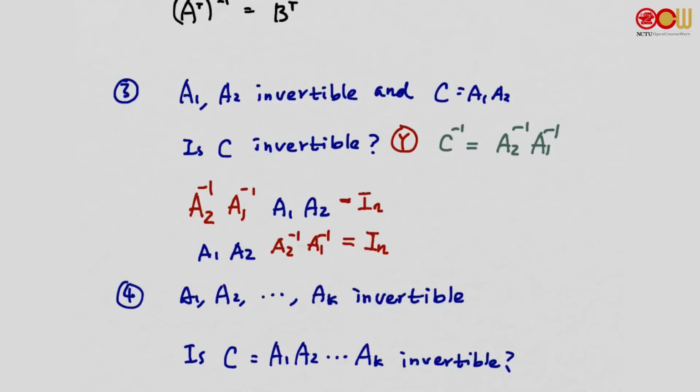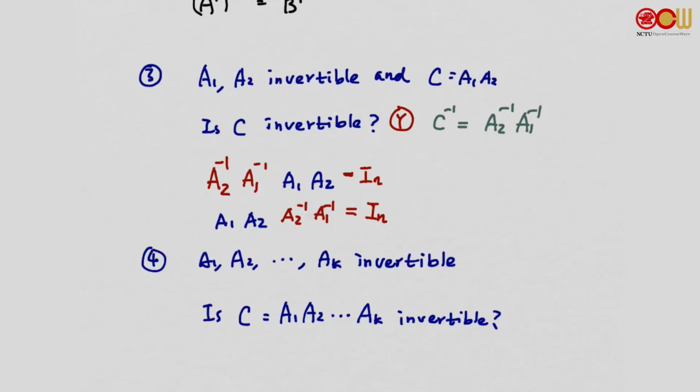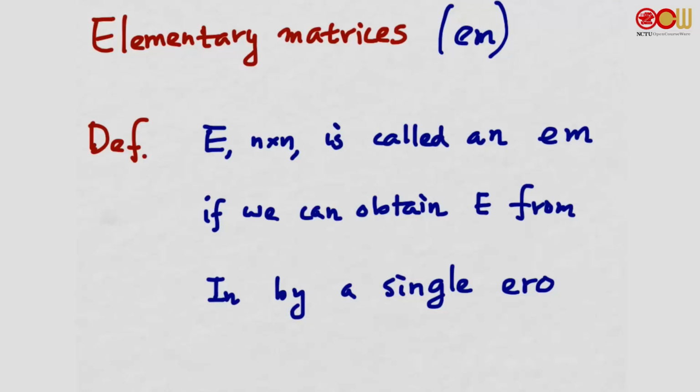Let's generalize this property a little bit. We have A1, A2 to AK, all of them invertible matrices. And C is the product of A1, A2 to AK. Is the product also invertible? We will leave this as an exercise. The second topic in this section is elementary matrices.